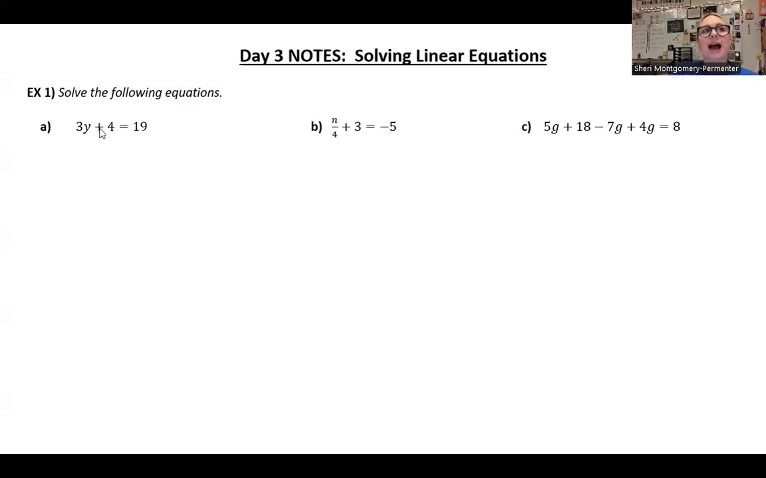So what is the inverse of add 4? Subtract 4. Yeah, so we're going to bring that to the other side, and we're going to subtract 4. So I'm going to have 3y on this side, and then 19 minus 4 is 15. And then my last step, like I said, 2 steps. What's the inverse of multiply by 3? Divide by 3. So what is 15 divided by 3? 5. Yep.